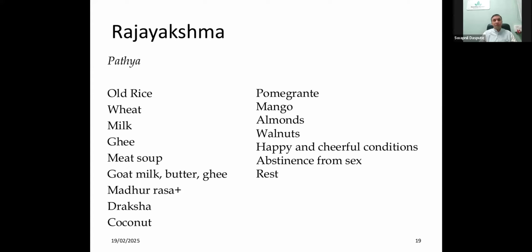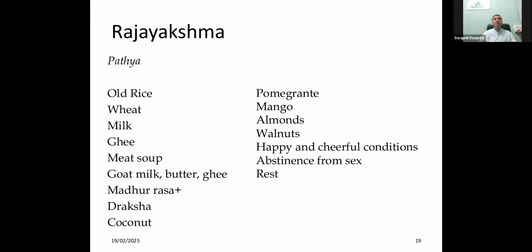Madhura rasa should be given once the digestive fire is better. Then Madhura rasa can be given as it is nourishing. Draksha, so even grapes are good, even raisins, both are good. Coconut water, coconut pulp, both will be good for Rasavaha Srotas and Mamsavaha Srotas. Why am I saying Srotas? Rasa Dhatu and Mamsa Dhatu. Pomegranate is good. Mango, nourishing. Almonds are nourishing. Walnuts are nourishing.